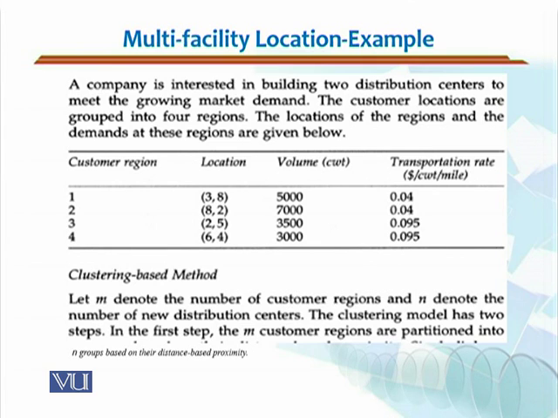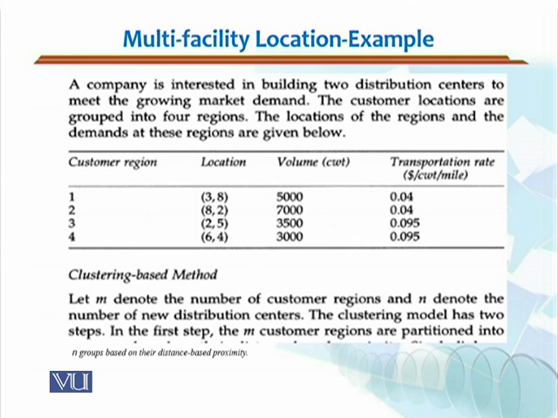In a clustering-based method, let M denote the number of customer regions and N denote the number of new distribution centers. So what we have in this example, M would be 4 because we have 4 customer regions with us. And the distribution centers, as given in the problem, there are 2 distribution centers. So N will be 2 for this specific problem. The clustering model has 2 steps.